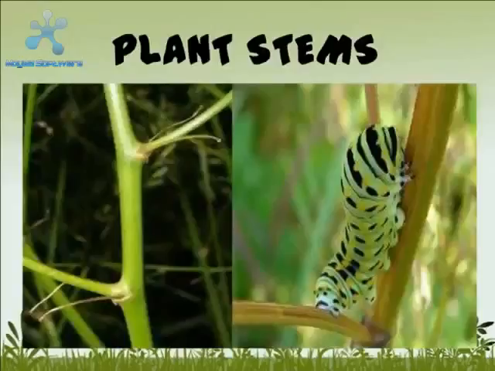Move to the next part of a plant, that is stem. Stem is also a very important part of a plant. It helps the plant to stand upright. It carries water and minerals from the roots to the leaves and carries food prepared by the leaves to the different parts of the plant.